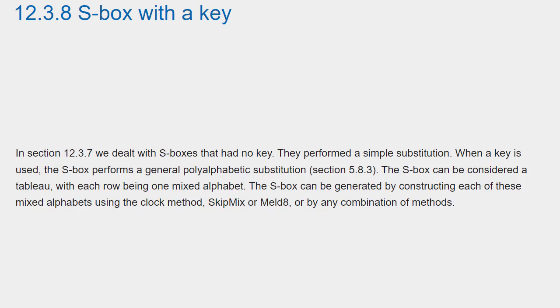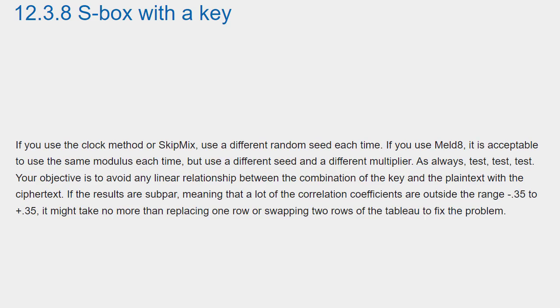The S-box can be generated by constructing each of these mixed alphabets using the clock method, skip mix, or MELD 8, or by any combination of methods. If you use the clock method or skip mix, use a different random seed each time. If you use MELD 8, it is acceptable to use the same modulus each time, but use a different seed and a different multiplier. As always, test, test, test.